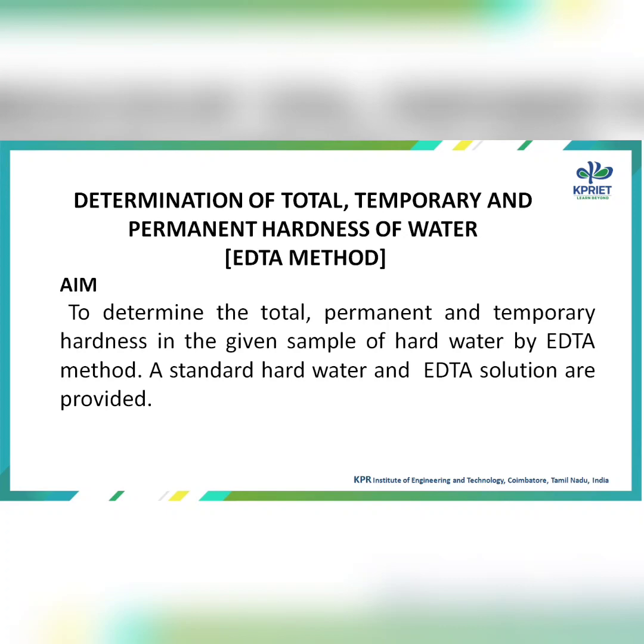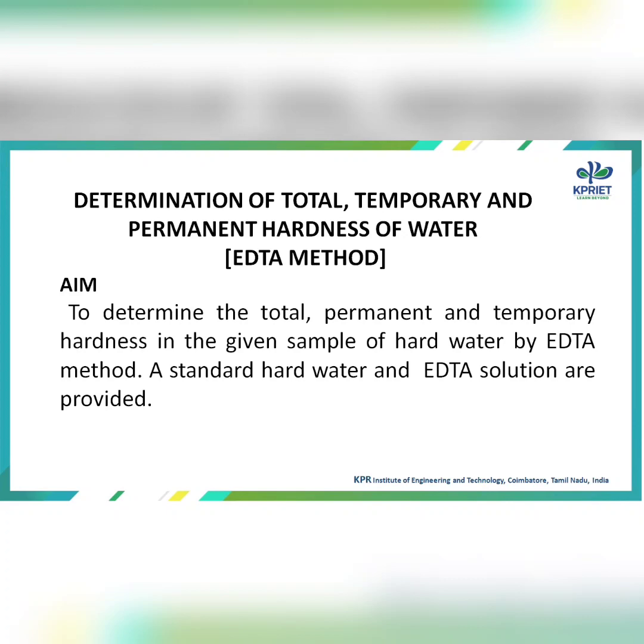The aim of the experiment is to determine the total, permanent, and temporary hardness in the given sample of hard water by EDTA method. You will be provided with standard hard water of known strength and EDTA solution.